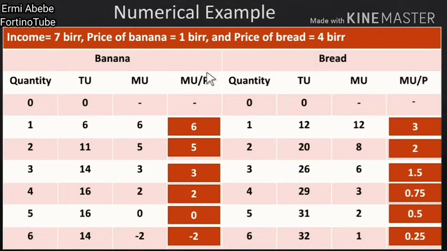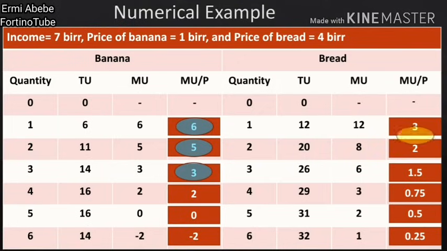So now we have calculated marginal utility per price of banana, and marginal utility per price of bread. The next criteria is that we look for points that are equal here and here. Starting with 6, we check whether 6 is present over here. Is there any number 6? No, so we continue. Next is 5. Is there any number 5 over here? No, so we skip it and continue to 3.